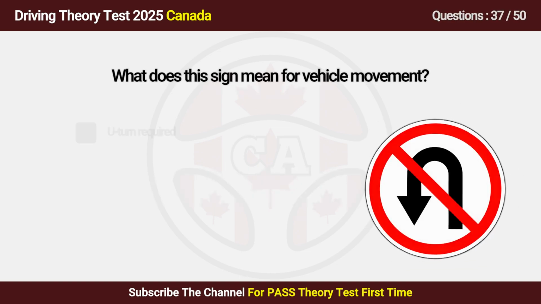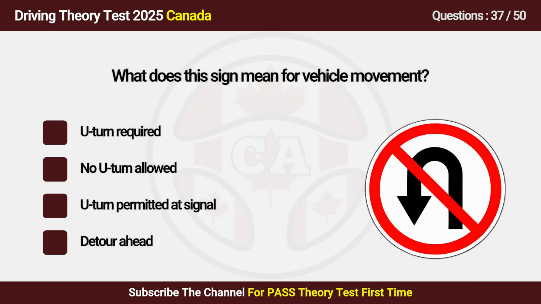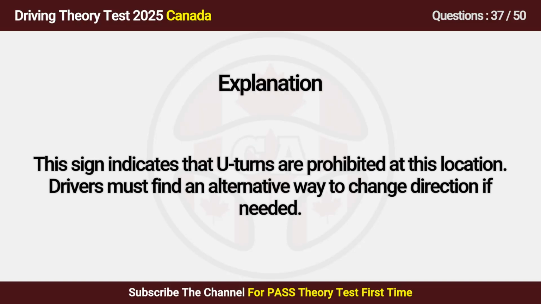Question 37. What does this sign mean for vehicle movement? A. U-turn required. B. No U-turn allowed. C. U-turn permitted at signal. D. Detour ahead. Answers is B. No U-turn allowed. This sign indicates that U-turns are prohibited at this location. Drivers must find an alternative way to change direction if needed.